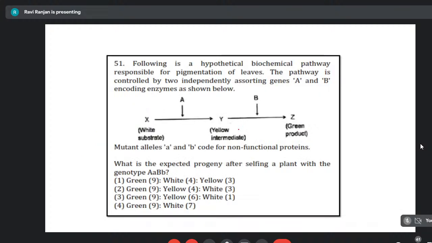Next question is, following is the hypothetical biochemical pathway responsible for pigmentation of leaf. The pathway is controlled by 2 independently assorting genes A and B encoding the enzymes as shown below. Okay, so A is producing yellow color, B is producing green color, and when both A and B are not there, it will be white color. So if you see what is the expected progeny after selfing a plant with the genotype AaBb. So when you self AaBb, you will get a dihybrid cross.